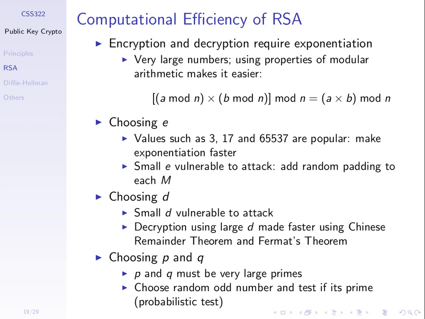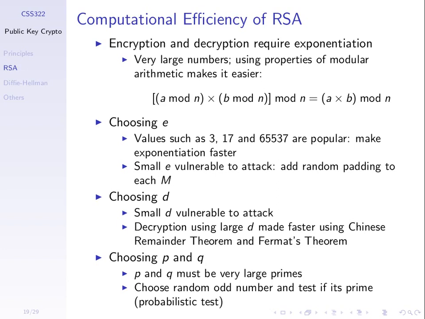But if it's large, we're taking a number C and raising it to the power of a large number, which is slow to compute. There are ways to compute the decryption quite quickly. So the Chinese remainder theorem and Fermat's theorem make it, again, easy to compute even for large values of D. We'll show you some examples of how long it takes shortly.